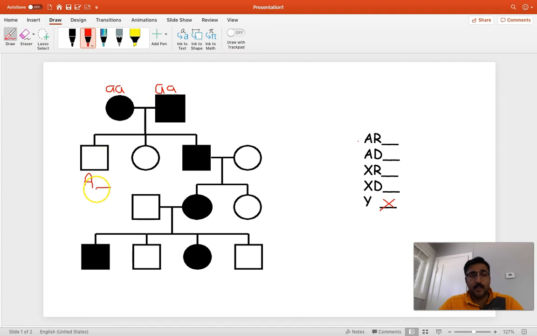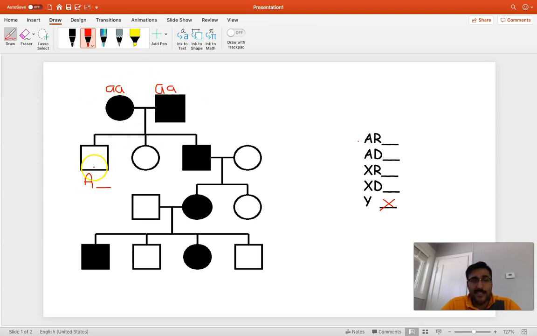Now I have to ask myself, can this individual get a big A allele from his parents? It's a male, they're not affected, so they're not shaded in, but this big A has to come from one of the parents. Remember, you get one allele from mom and one allele from dad. So this individual is going to get one letter from mom, one letter from dad, but mom and dad only have little a's to give. Between these 4 alleles total, all of them are little a.